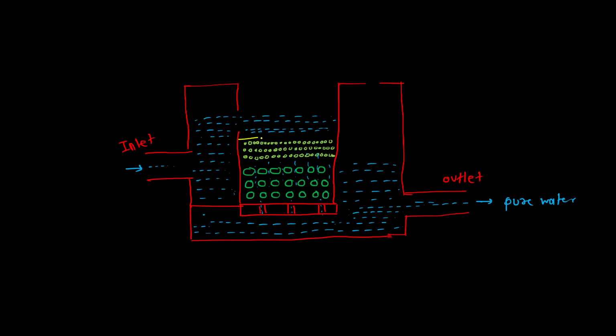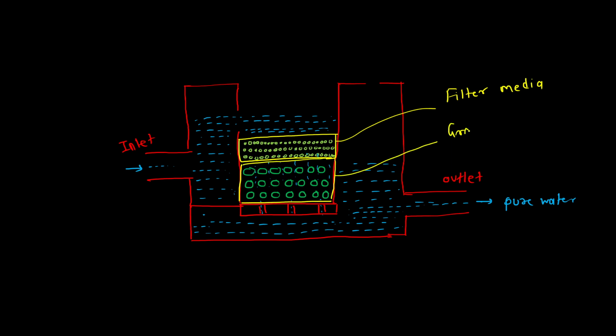So this is called the filter media. The second part which is present here, this is called the gravel bed, and the last one, this is called the under drainage system. Okay, so this is the overall working of the slow sand filter.